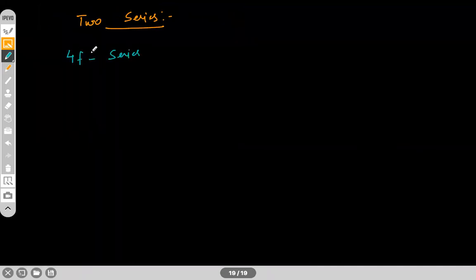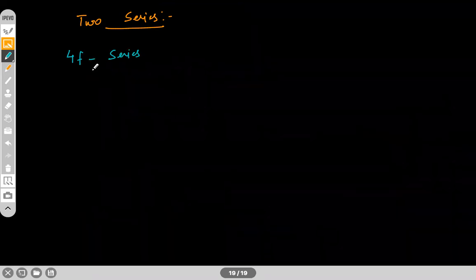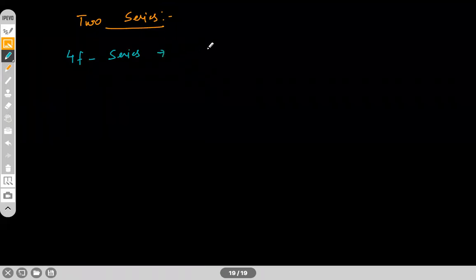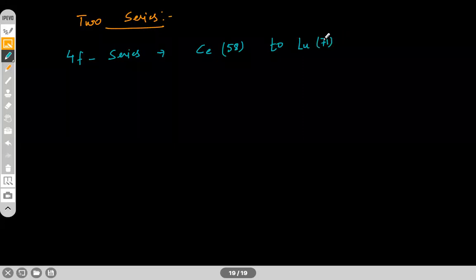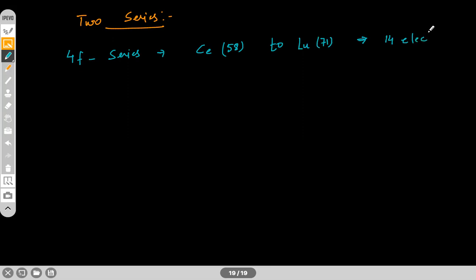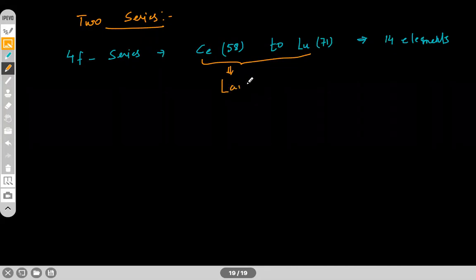In F block elements, we have two series. The first one is the 4F series, which means the electron goes into the 4F subshell. It starts with cerium, atomic number 58, and goes up to lutetium, Lu, atomic number 71. This has 14 elements because F can have 14 electrons. This cerium to lutetium series we call the lanthanide series.